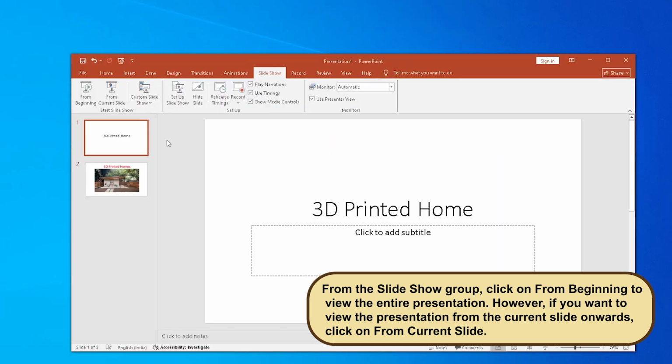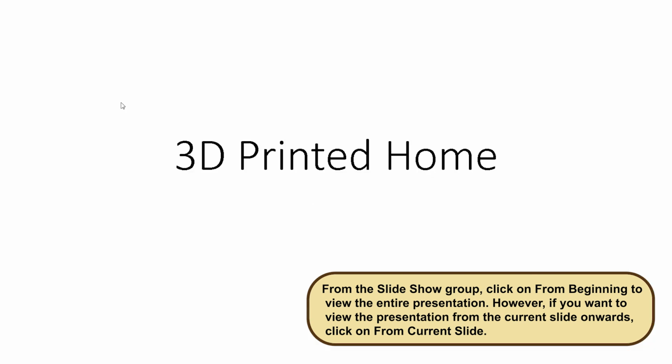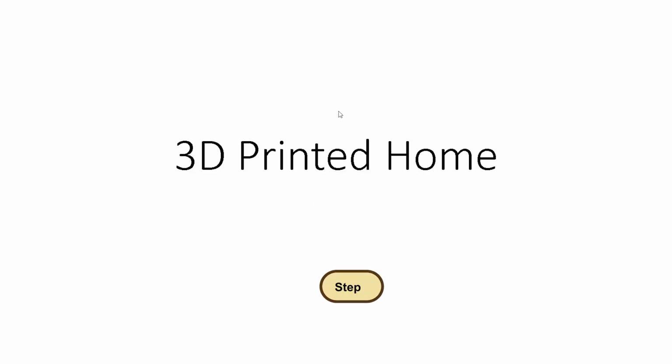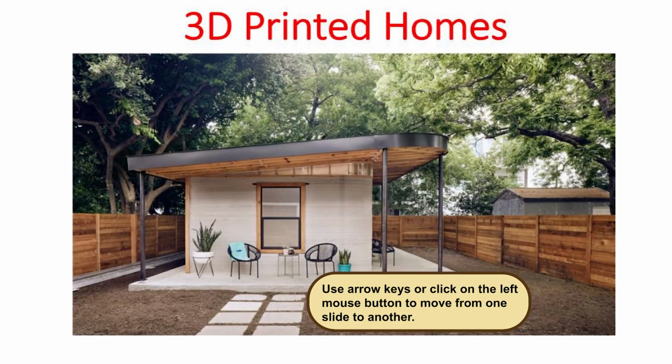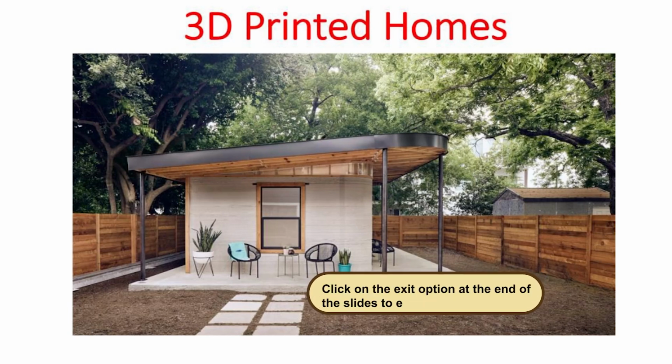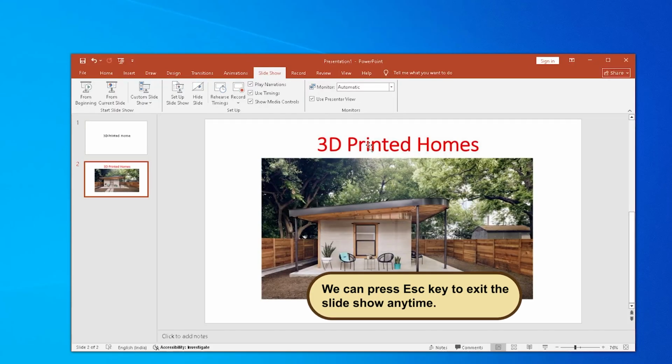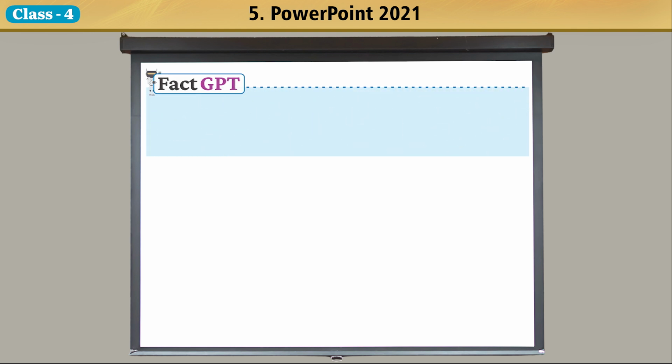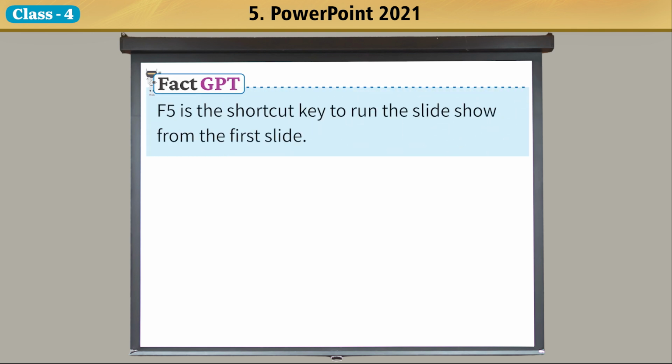However, if you want to view the presentation from the current slide onwards, click on From Current Slide. Step 3. Use arrow keys or click on the left mouse button to move from one slide to another. Step 4. Click on the Exit option at the end of the slides to exit the slideshow. Or we can press Escape key to exit the slideshow anytime. Fact GPT. F5 is the shortcut key to run the slideshow from the first slide.